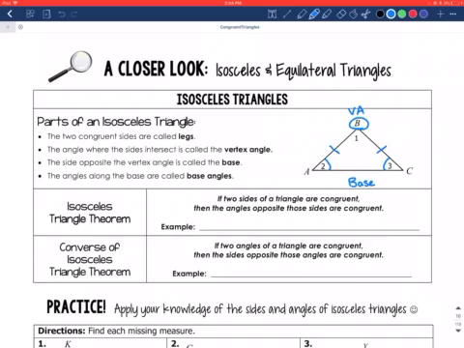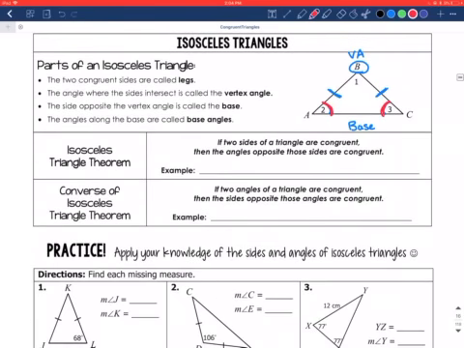These angles are really important because what we know from them is that if these two sides are congruent, then these base angles have to be congruent as well. So that's the isosceles triangle theorem. If two sides of a triangle are congruent, then the angles opposite of those sides are also congruent. So in this case, if AB is congruent to BC, if those two lines there are congruent, then we know that angle A is congruent with angle C.